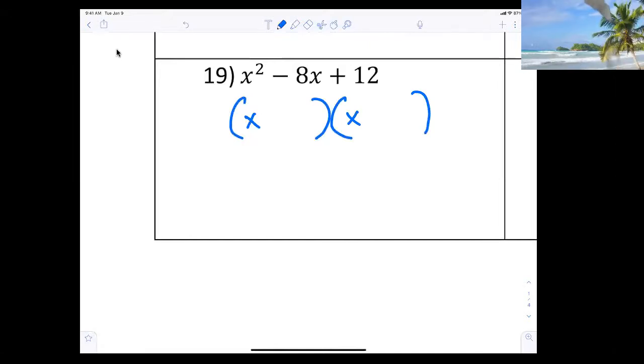Now you listen to me. I think you said it backwards. I think you said the factors of 8 that make 12. What you want to say is the factors of 12 that make 8. There you go. And you have to just think through it. All right, so you said 2 and 6. So now what?